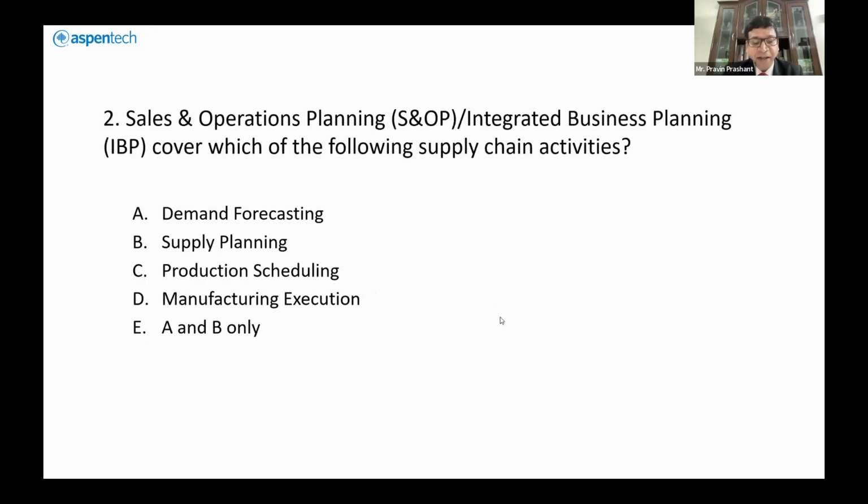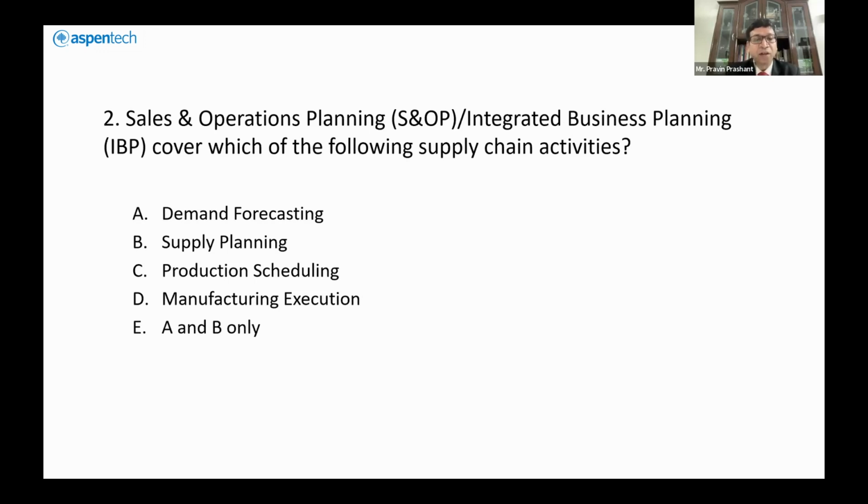Sales and operations planning, SNOP, and IBP, which is integrated business planning, cover which of the following supply chain activities? A, demand forecasting; B, supply planning; C, production scheduling; D, manufacturing execution; and E, A and B only.